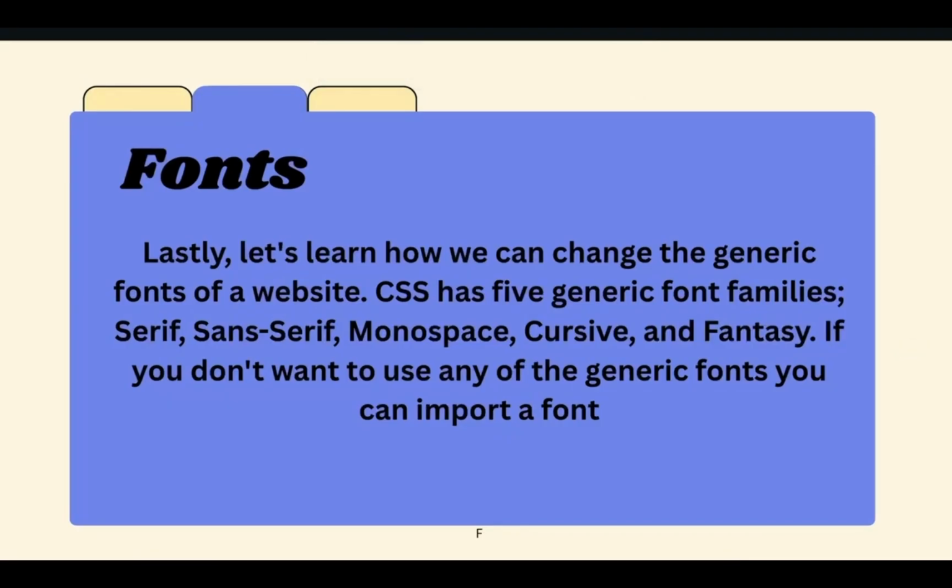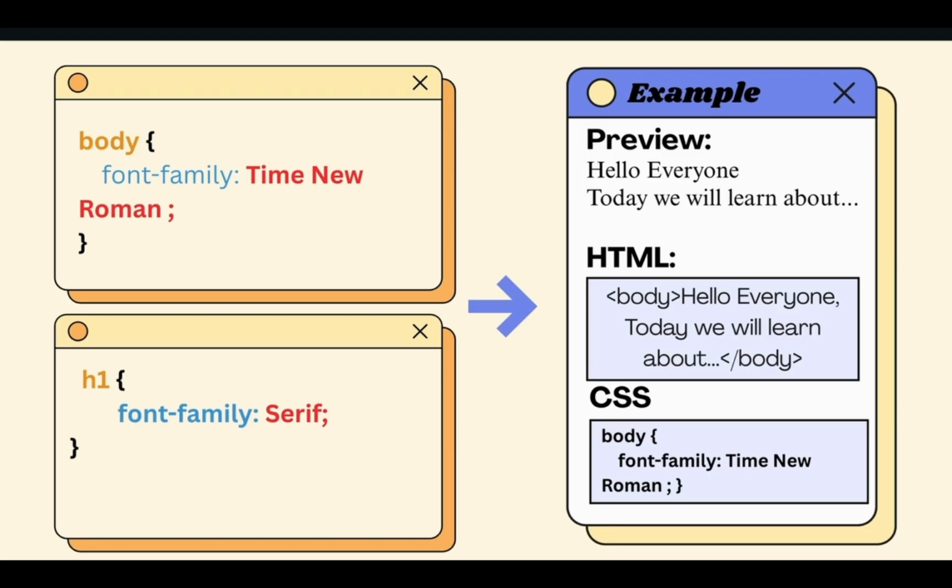Lastly, let's learn how we can change the generic fonts of a website. CSS has 5 generic font families: serif, sans serif, monospace, cursive, and fantasy. If you don't want to use any of these generic fonts, you can import a font. Here is an example. If you want all the text on your page to use Times New Roman, you can write body, curly bracket, font family, colon, Times New Roman, semicolon, close curly bracket. This sets the default font for the entire web page.